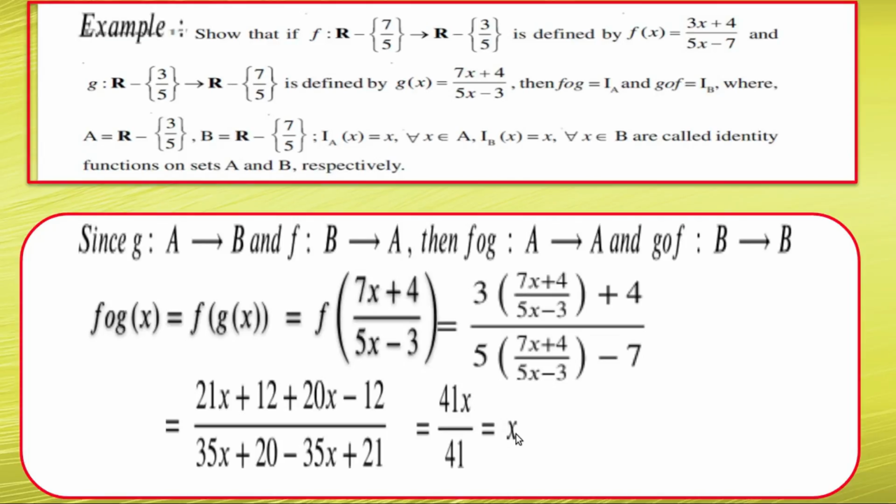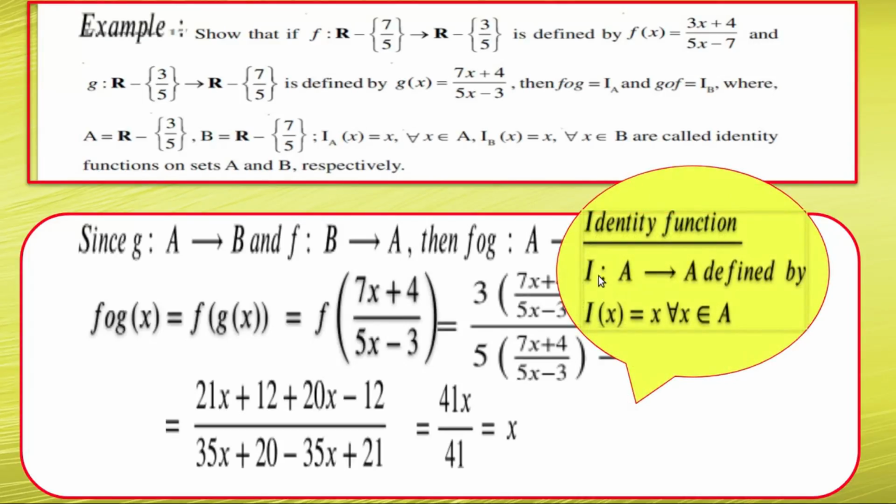Okay, so what do we need to prove here? f composition g is an identity function. Now remember, what is an identity function? It is defined as a function from a set A to itself, defined by I of x equal to x for every x belonging to A.